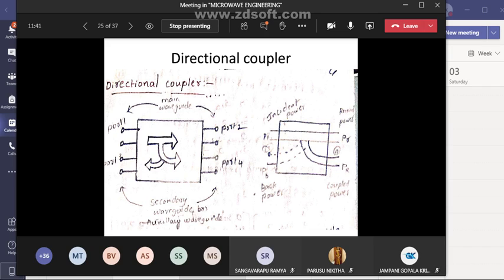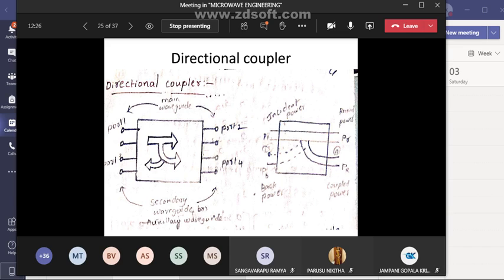Today we will discuss the directional coupler. So what is a directional coupler? Here we have 4 ports, port 1, port 2, port 3 and port 4. Port 1 and port 2 are the main waveguide, and port 3 and port 4 are the secondary or auxiliary waveguide. So the directional coupler is a 4-port waveguide junction.